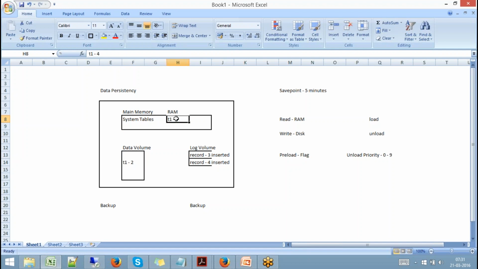So at 11.9 what is the situation? The records in memory are gone, but the logs are still there and I have the table. Now when I switch on the server again, this table is loaded to main memory with 2 records. The logs captured in the log volume are re-executed, and then it brings this table status back to 4. That's the power failure case.